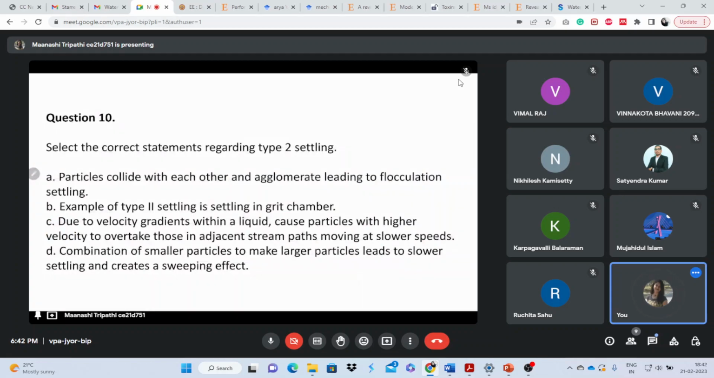Question number 10 is: select the correct statement regarding type 2 settling. Till now we have been talking about type 1 settling, meaning discrete particle settling. Now we are talking about type 2 settling, that is flocculent particle settling. So what can be the correct statements regarding type 2 settling? It can have many answers. So please try to answer this question. Type 2 settling is also called flocculent particle settling or flocculent settling.